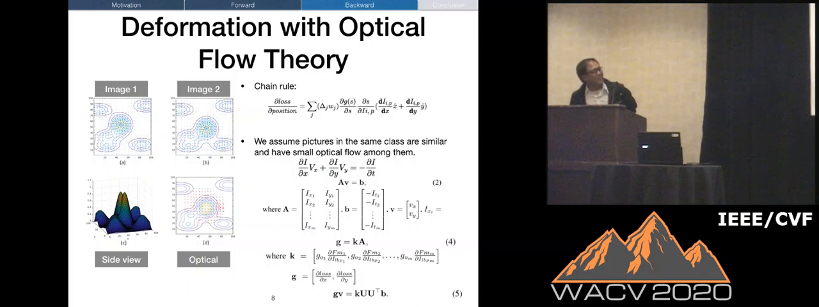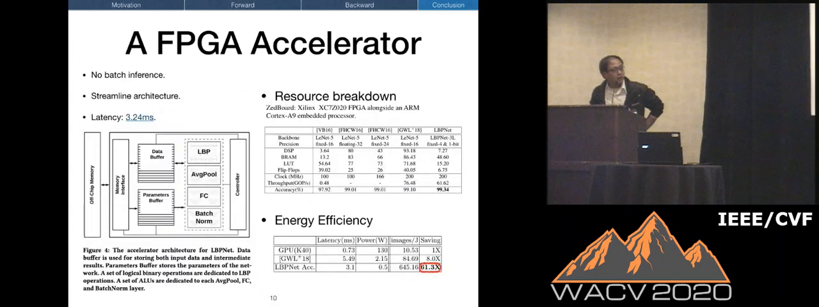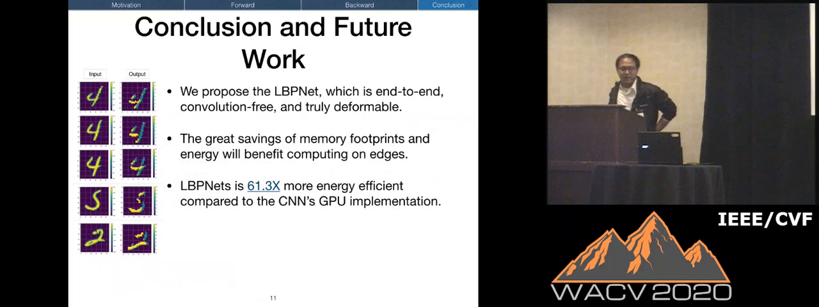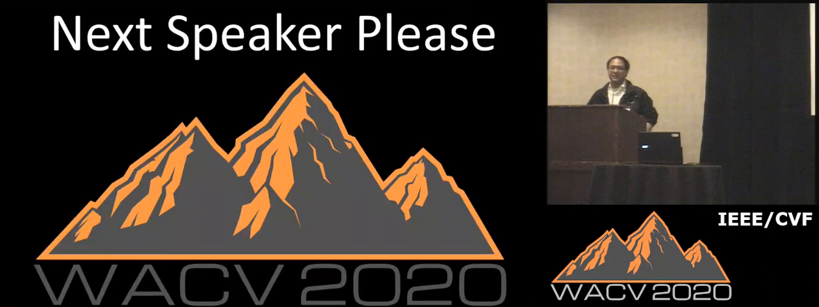Sorry, okay, yeah, I can explain this. We have implemented several FPGA accelerators. As you can see here, the model size is at the kilobyte level, and if we're talking about energy efficiency, it is 61.3 times better than a Tesla K40. It's kind of impressive, right? That's pretty much what I want to talk about. Thank you. Please come to our poster for the results.